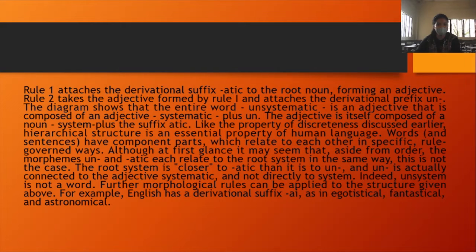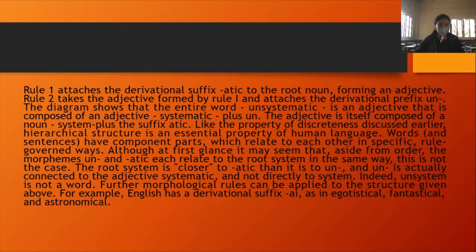Rule 1 attaches the derivational suffix atic to the root noun, forming an adjective. Rule 2 takes the adjective formed by Rule 1 and attaches the derivational prefix un. The diagram shows that the entire word, unsystematic, is an adjective that is composed of an adjective, systematic, plus un. The adjective is itself composed of a noun, system, plus the suffix atic.